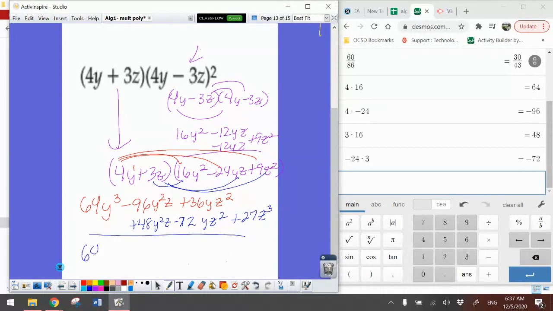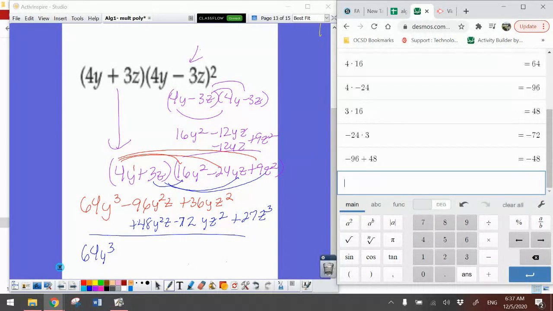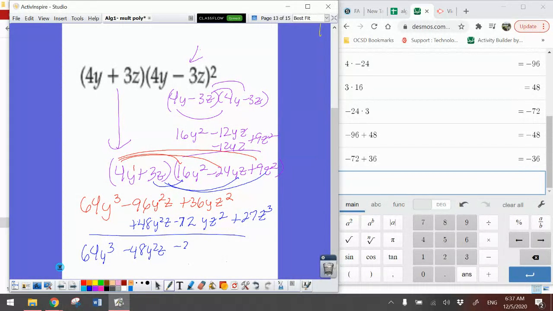Okay, combining down, 64y cubed. A negative 96 plus 48 is going to give me a negative 48. Remember, the powers don't change. A negative 72 and 36 is going to give me a negative 36. And my 27z cubed drops.